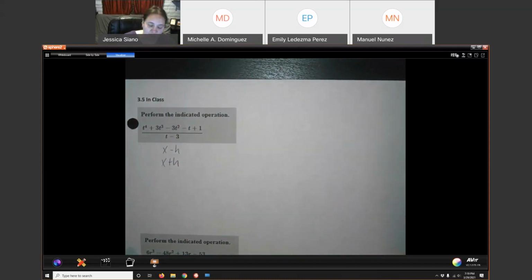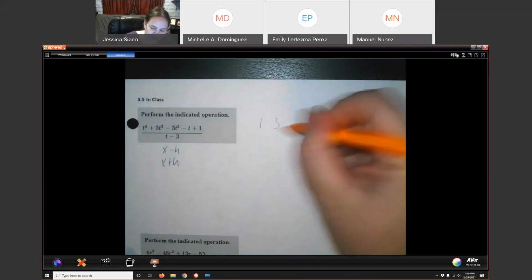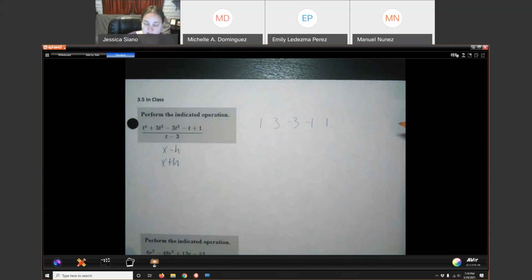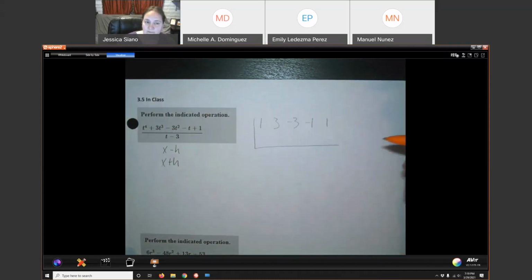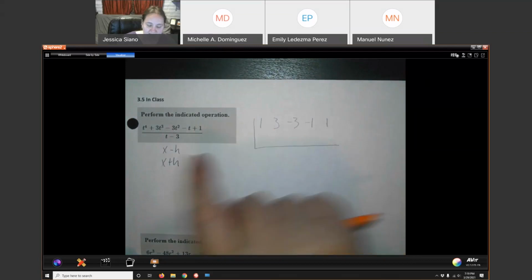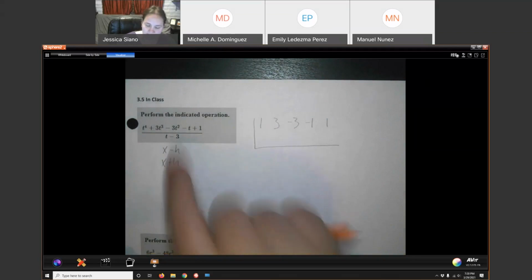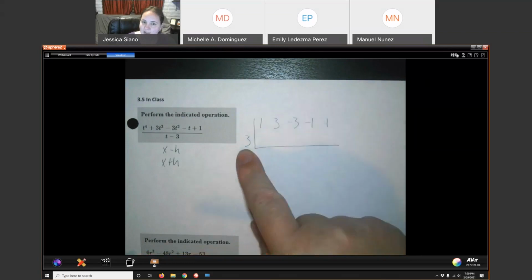To set it up, the first thing that you do is you line up the coefficients of your numerator. 1, 3, -3, -1, 1. Then you draw your divided by upside down. You take this number that you have here. So here we have t minus 3. You change the sign and you put it out here. So since it's t minus 3, change it to a positive 3 and put it on the outside.